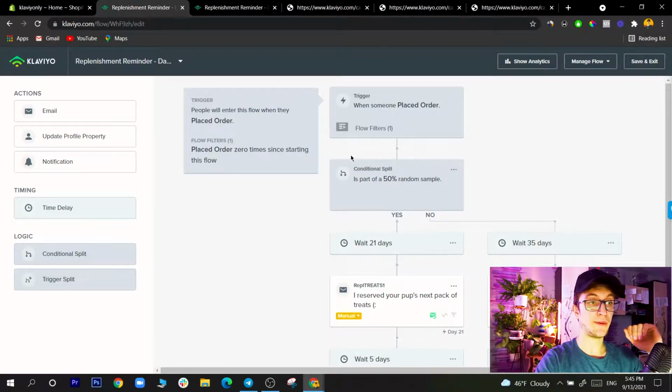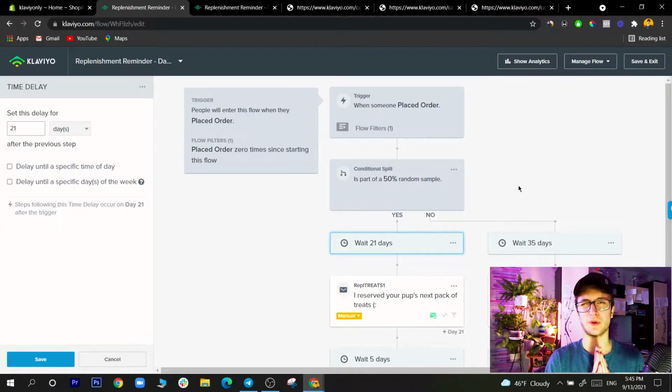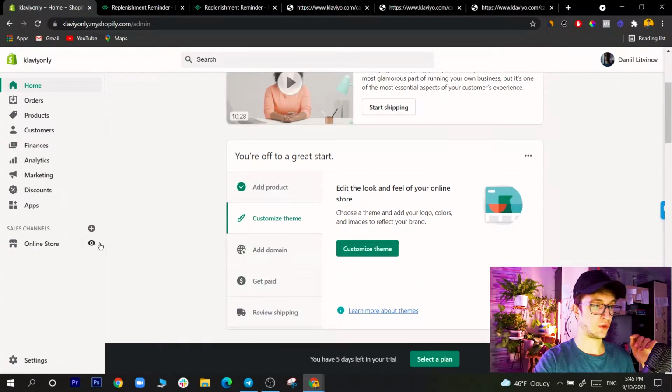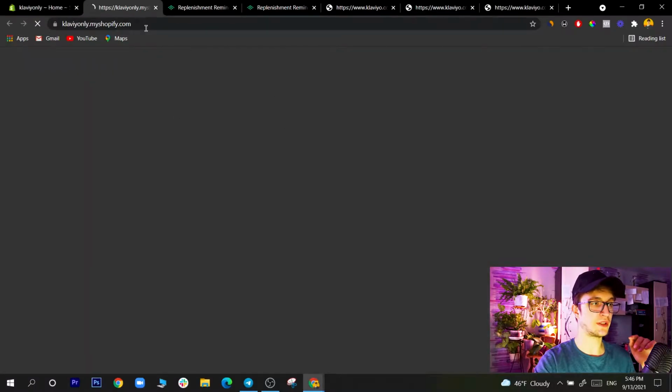But what I always recommend, and what I usually do, is split test. I always put a conditional split in to split test days, because you never know where people want to re-up their stuff. So let's just say you're selling something with a 30-day, 30-quantity supply, like coffee. But in this example, I set it up as my store.